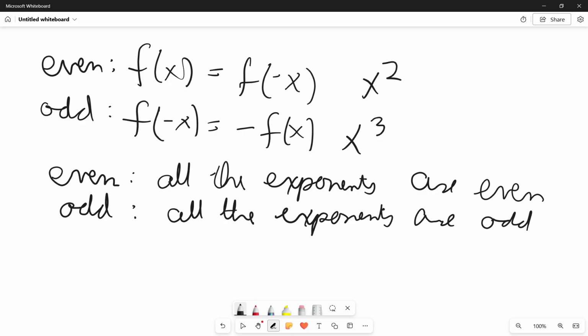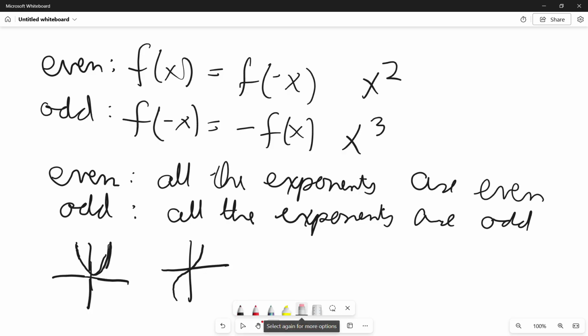Another really good hack is for even functions. For example, x squared, they're symmetric about the y-axis. Sorry, it's not a really good diagram, but kind of get the idea. X squared is symmetric about the y-axis, while x cubed is symmetric about the origin. So, the even functions are even exponents and symmetric about the y-axis, and the odd functions are odd exponents and symmetric about the origin. Okay, so now let's go through some basic problems.